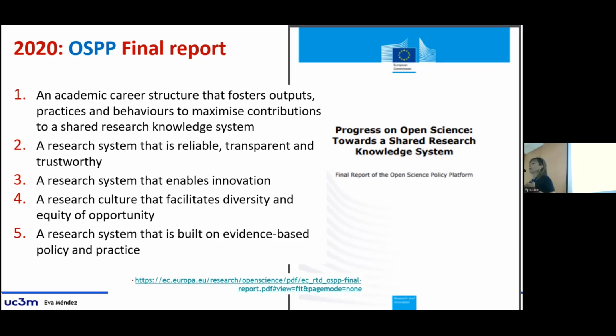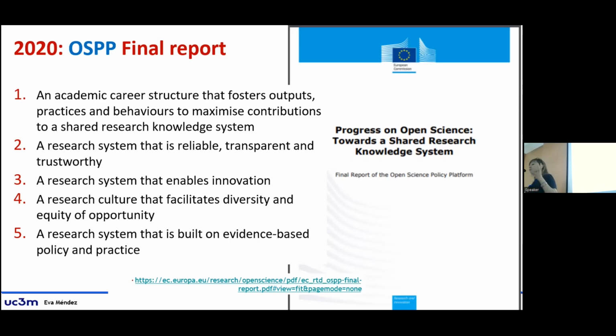To have an academic career that is structured in a way that people can justify contributing to an open knowledge system. The system of scholarly communication that we have now is not open. A research system that is reliable, transparent, and trustworthy. A research system that enables innovation, which is something that is now on the table. A couple of weeks ago was the European Week of Knowledge Valorization. Talking about innovation is not only about industrial property rights, it's about valorization to society. And this is important to do as evidence of the contributions of open research.